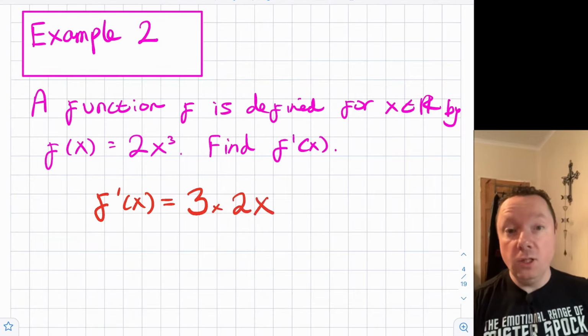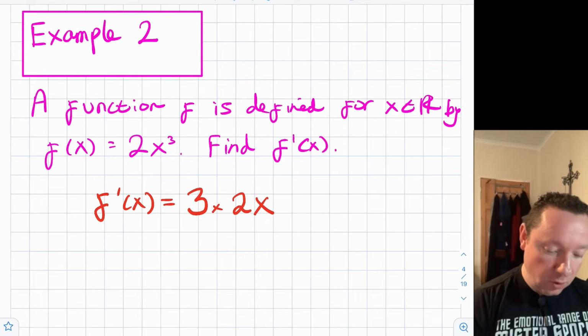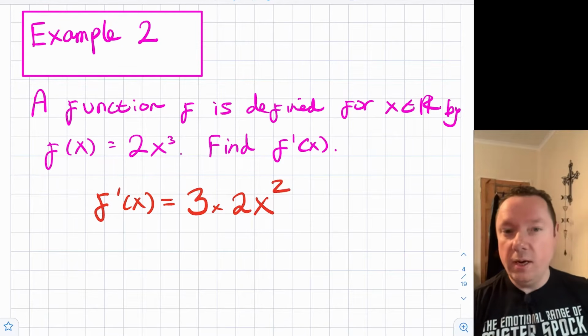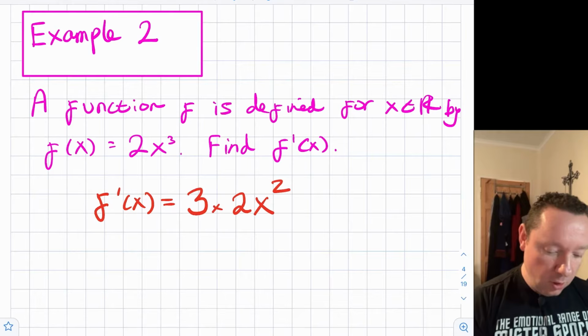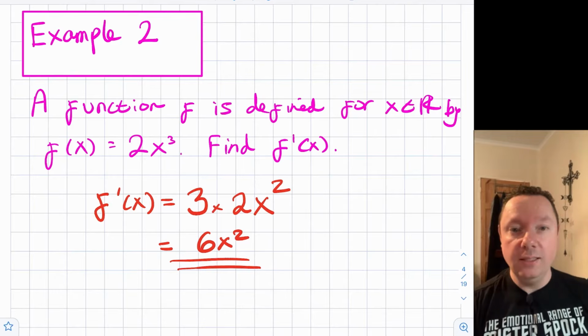And then the power goes down by 1. 3 minus 1 is 2. So that 2 doesn't go anywhere, it just stays there. So it's 3 times 2. So I tidy that up to get 6x squared. And usually you could probably do that automatically.